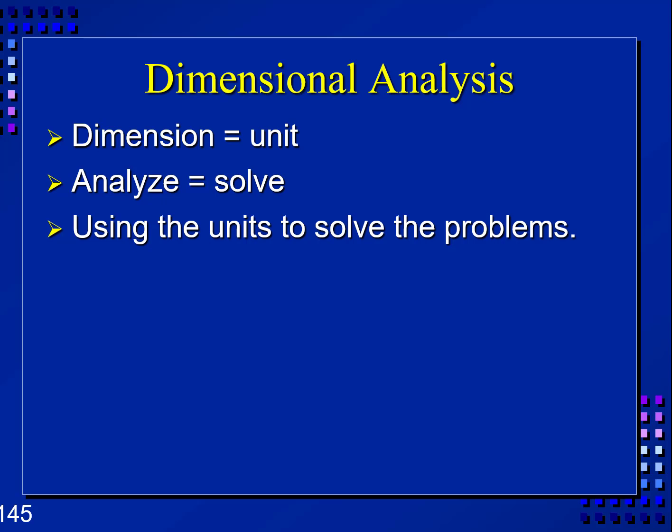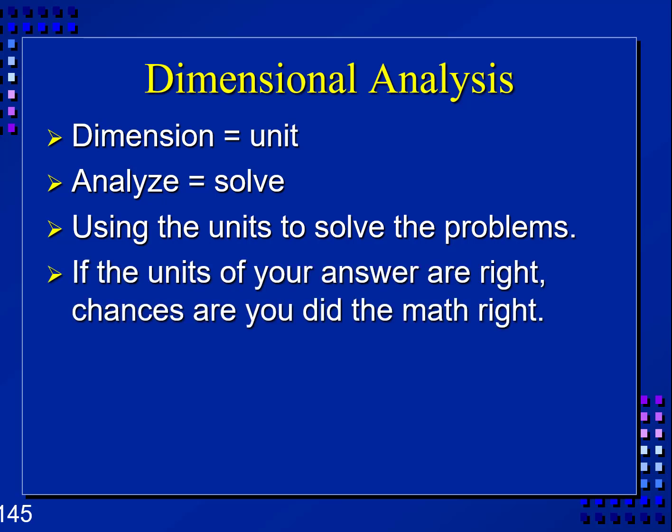You don't have to come up with an equation. You just have to make sure the units work out. Because if the units of your answer are right, chances are you did the math right. If the units of your answer are wrong, you did the math wrong. And we treat the units just like x's and y's in math class. They cancel out, they multiply together. So x over x cancels out, x times x is x squared. Inches over inches cancels out, inches times inches is inches squared. The units are treated just like the variables.